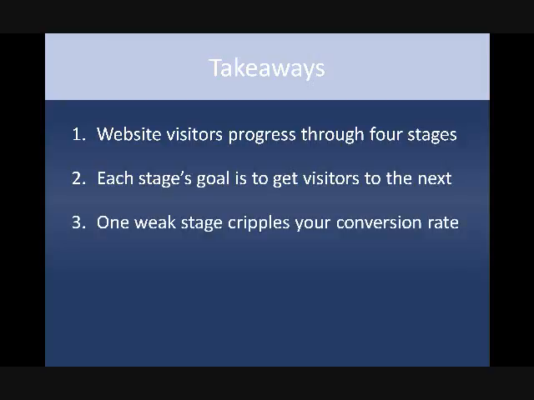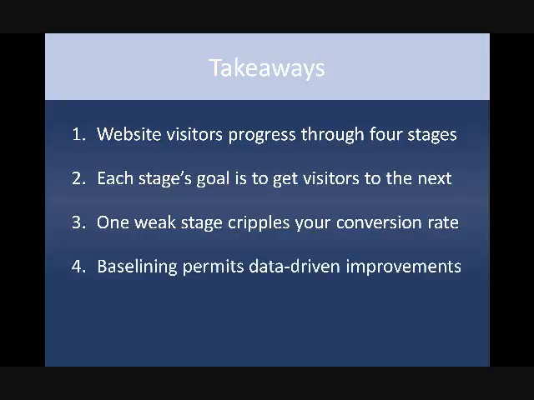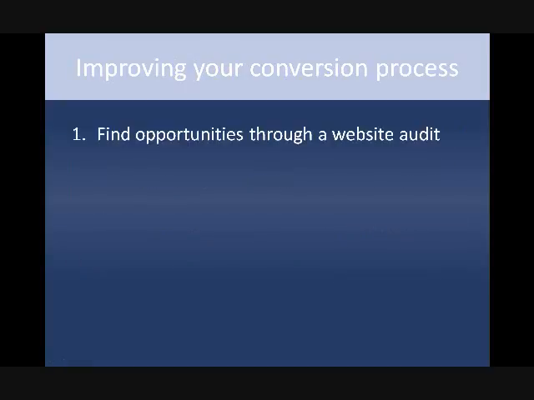Number 2, remember the bridge image, a single weak stage in your process will cripple your online conversion rate. So it's not enough to have a fantastic click-through rate on pay-per-click marketing or email marketing, but then you've got to actually get people through interest and engagement to convert. And baselining, measuring, and then making changes is the only way that you can do data-driven improvements. So you have to be measuring.